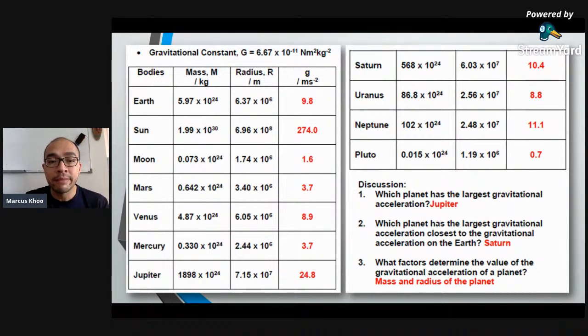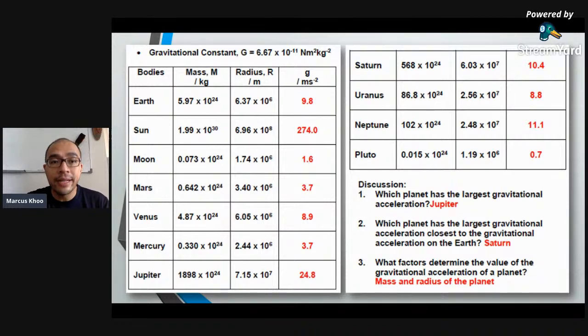Okay, but we find out that the planet that has the biggest gravitational acceleration, which is Jupiter, is about 24.8. It's about 3 times more than Earth, or 2.5 times more than Earth. This is caused by a couple of things. Number one, of course, the mass of Jupiter is very big. It's a huge planet, the hugest planet in our solar system. And also the radius is pretty small. So we find that when the mass is big, the gravitational acceleration also will be bigger.